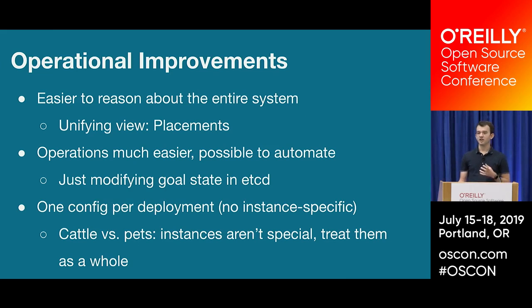So it no longer felt like we had these various unrelated components with various caveats. Instead, there was just one unifying view of the system as a whole in these placements. And this meant that operations were much easier. So you could replace an entire tier of instances using a single command rather than some coordinated guess and pray deploy. Also, because all of these instances use the same configuration, we could treat them the same. In other words, cattle, not pets, in that you don't want any of these instances to be special or have to treat them individually.